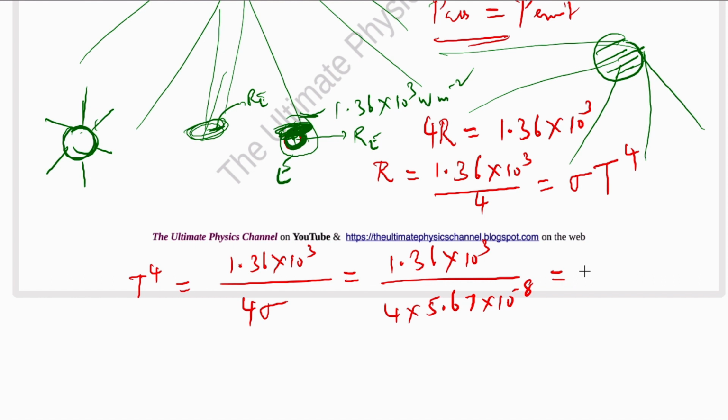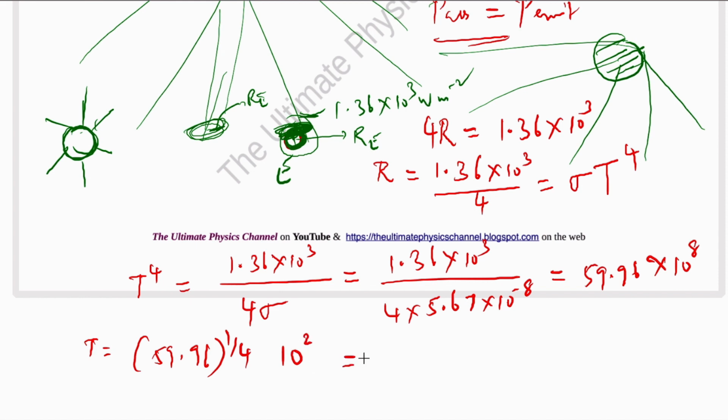We would get, if you do that math, 59.96 times 10 power 8. So T is equal to 59.96 power 1 by 4 times 10 power 8 power 1 by 4, which becomes 10 power 2.